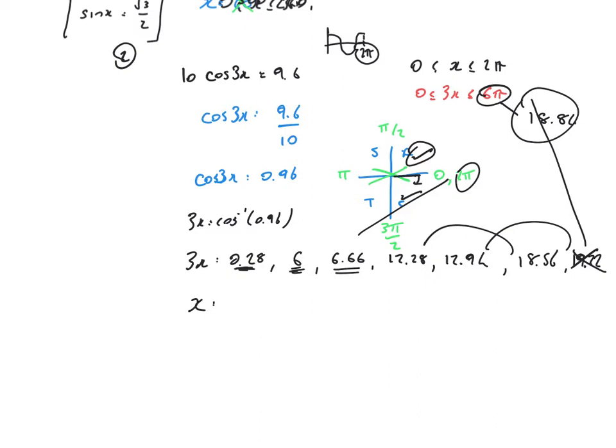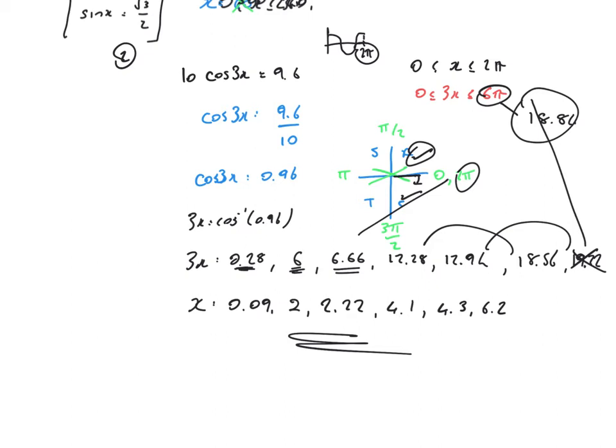Okay, so the first one, 0.28 divided by 3, will give me 0.09. The second one is going to be 2 in the dot. Next one, 2.22. The next one, 12.28 divided by 3 is going to give me 4.1. And then 12.94 divided by 3 is going to give me 4.3. And then finally 18.56 divided by 3 will give me 6.2 radians. Final answer.